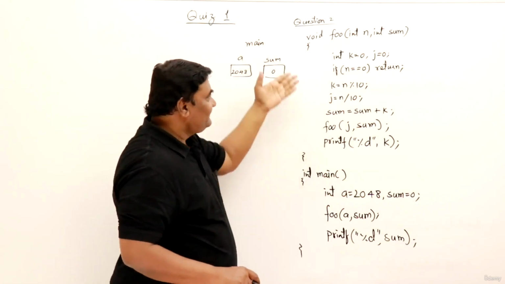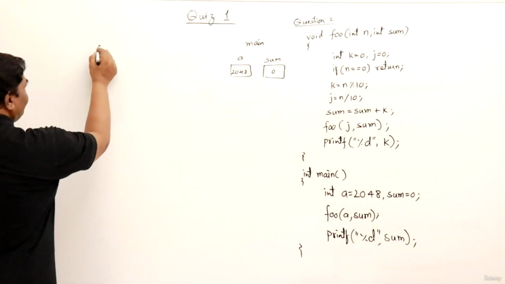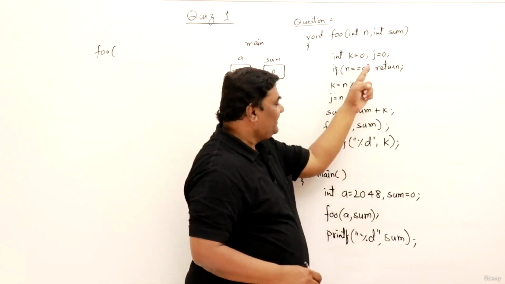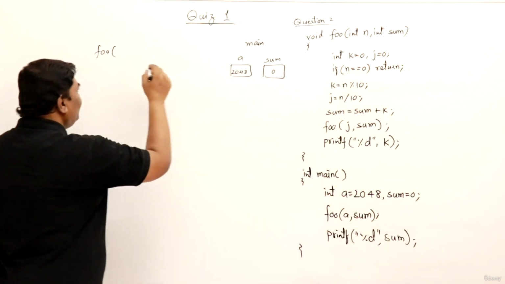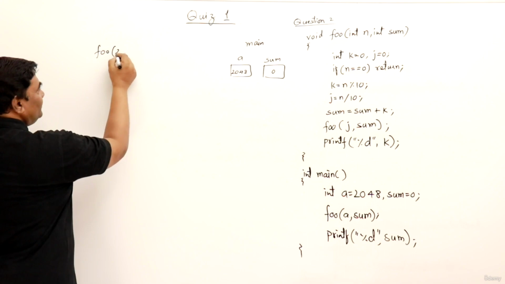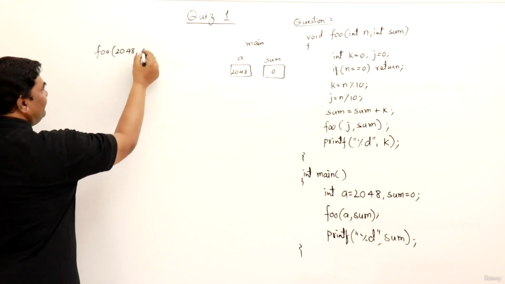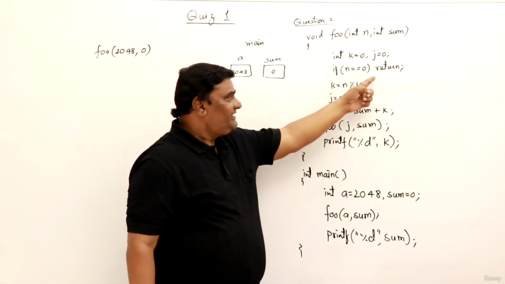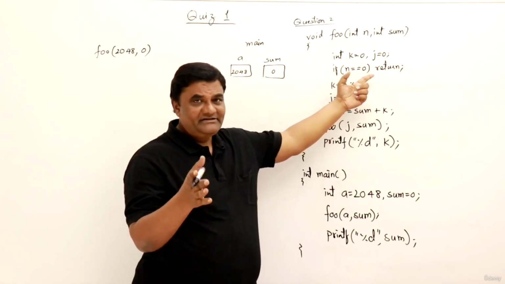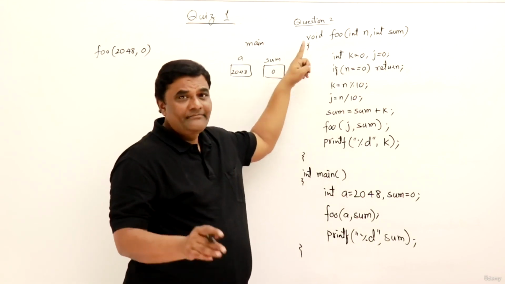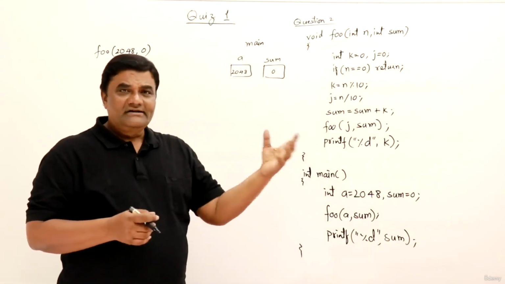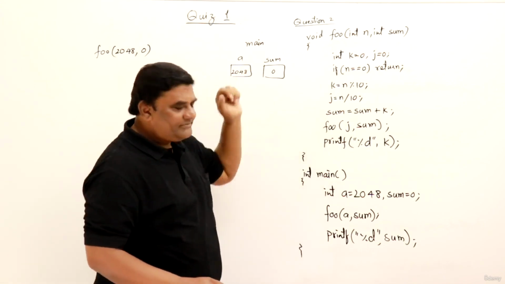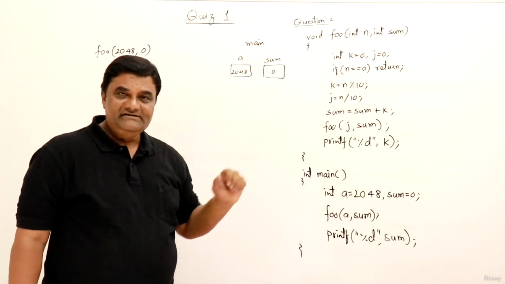So let us trace this function foo now. Here foo is called. First, value a is 2048 and sum is 0. So two variables, n will have 2048 and sum will be 0. Then if n is equal to 0, return, it's going to stop. Return means stop, and this is void type. It's not going to return any value. Then how many steps are there? 1, 2, 3, 4, 5 steps are there. So let us perform these steps.